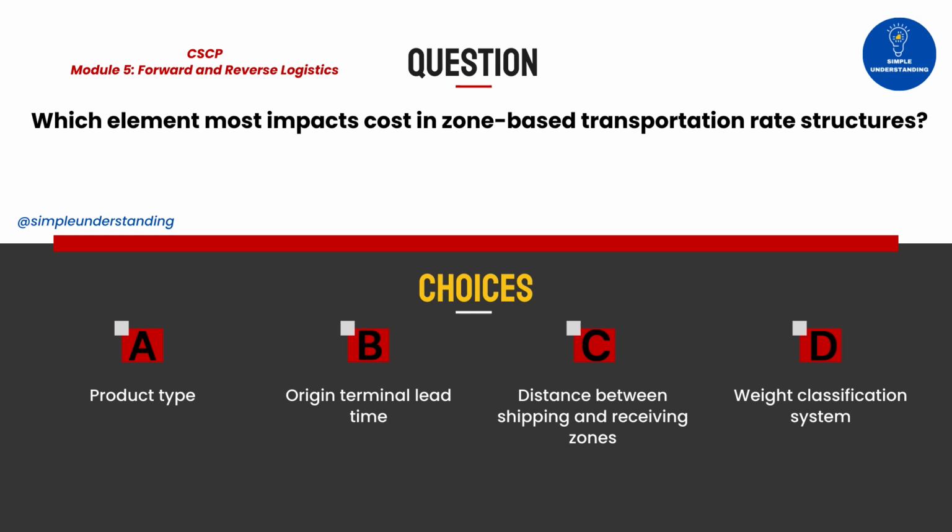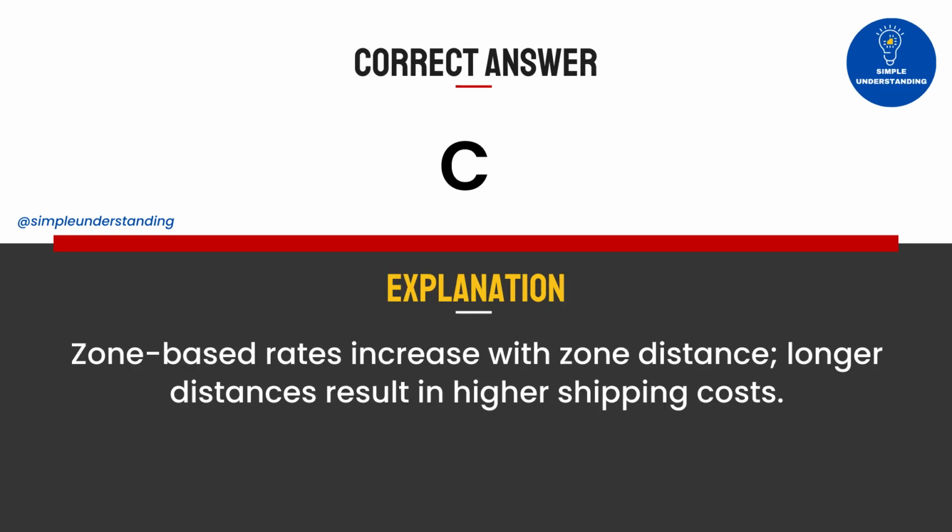5. Which element most impacts cost in zone-based transportation rate structures? A. Product type. B. Origin terminal lead time. C. Distance between shipping and receiving zones. D. Weight classification system. Correct answer: C. Explanation: zone-based pricing uses geographical distance to calculate cost tiers, with farther zones incurring higher rates.